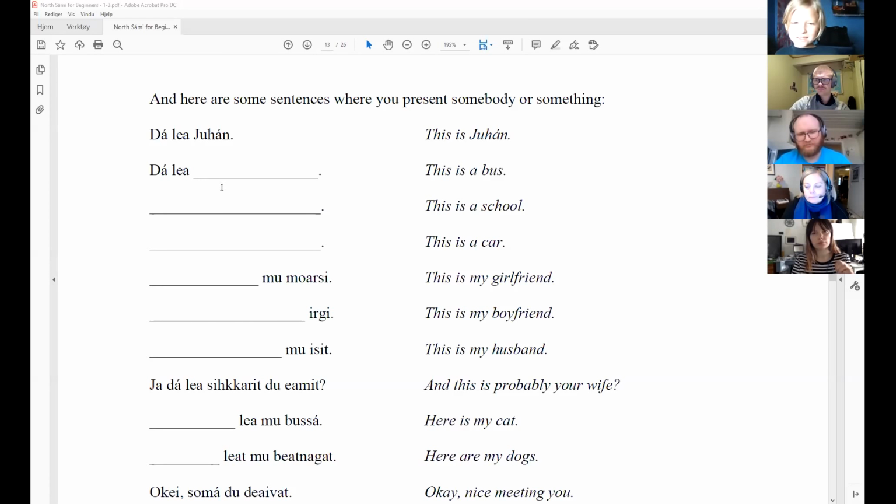But yeah, Dale Johan. This is Johan. Dale buss. This is a bus. B-U-S-S-E. Here are my dogs. Dalet. Oh. Dalet mopet nagat. Yes, I think there should be a verb. In, for example, South Sámi, you don't need the verb as much as in North Sámi. And you could argue that maybe you can drop the verb at some points in North Sámi too, but I would say that you use it normally. So that's what I think.